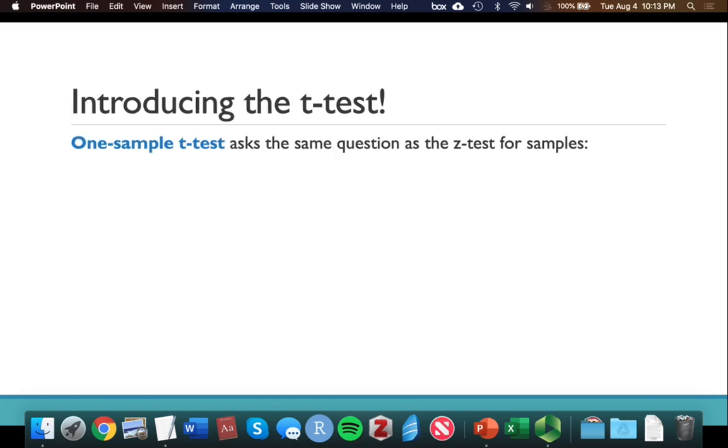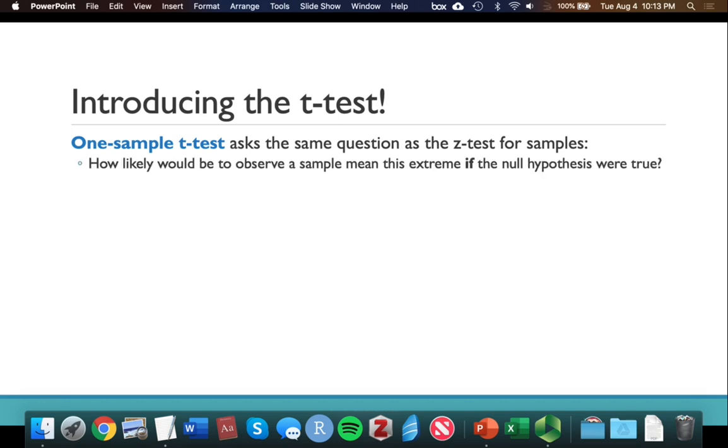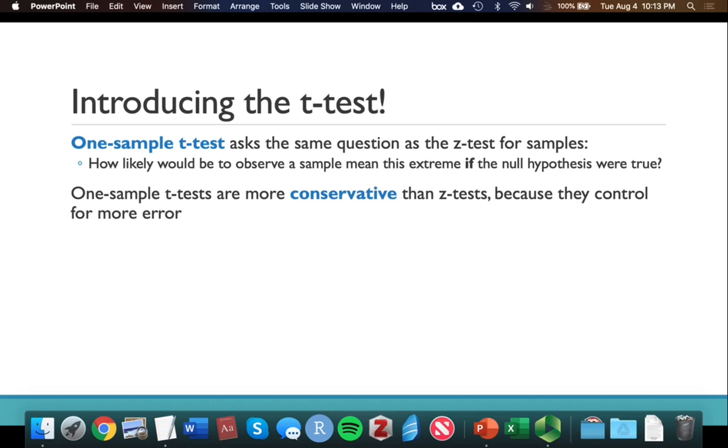A one-sample t-test asks the same question as the z-test for samples. In other words, how likely would we be to observe a sample mean this extreme if the null hypothesis were true? One-sample t-tests are more conservative than z-tests because they control for more error. I'll also note that the term conservative, as applied here, has nothing to do with political leanings. It simply means that the test is less likely to yield a significant result.